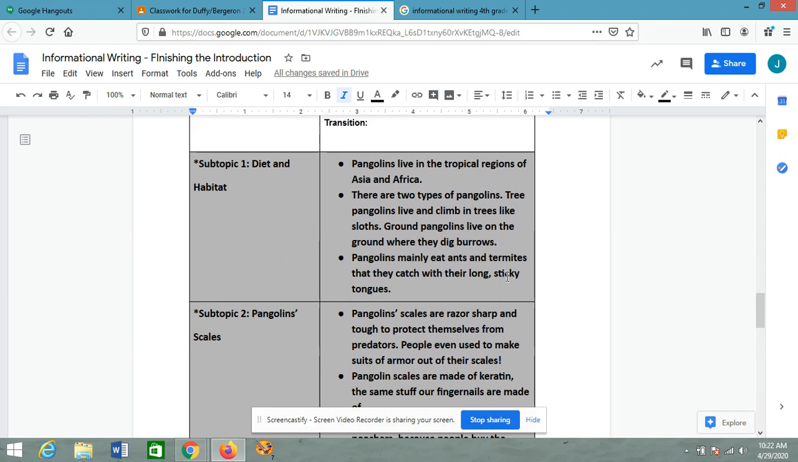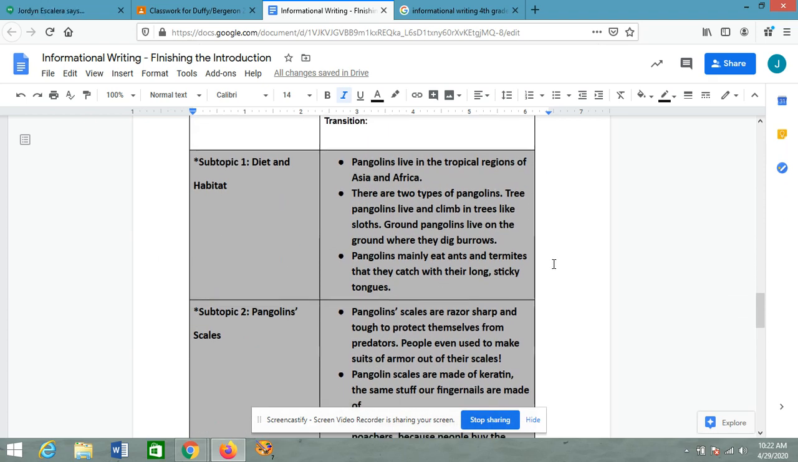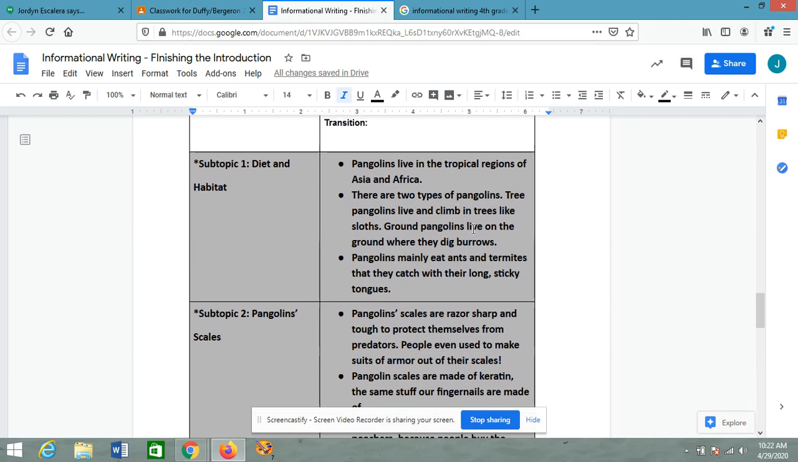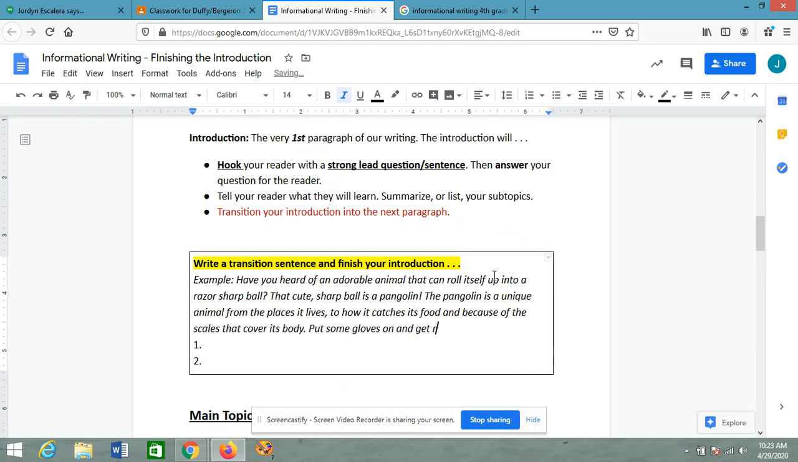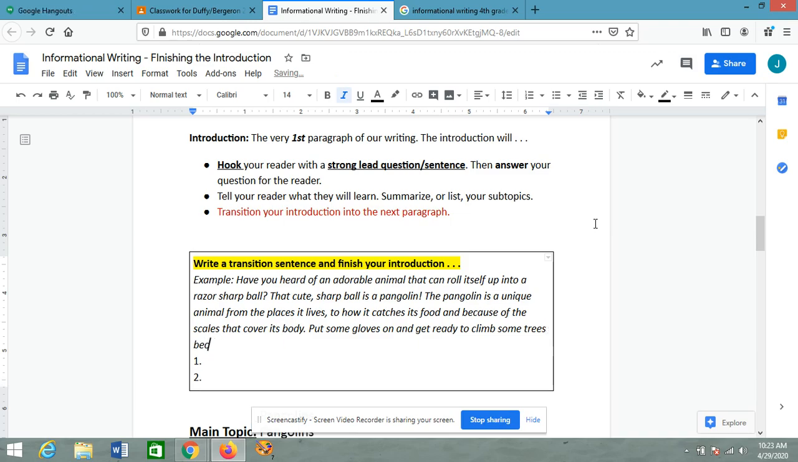And I could also go down to my graphic organizer and find another piece of information, like this one: there are two types of penguins. Tree penguins climb trees like sloths. Ground penguins live in the ground. So I could say something like, put some gloves on and get ready to climb some trees because it's time to study the penguin.